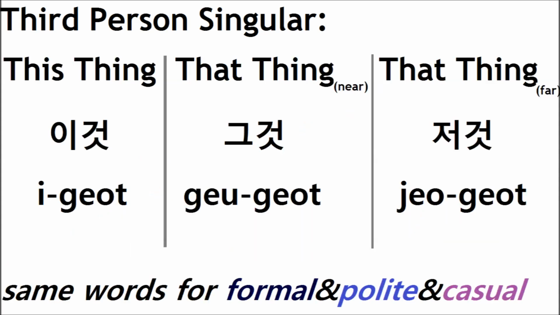And there's one more third-person pronoun, it. To say it, you say this thing or that thing. And you can use the same words regardless of whether you're speaking casually or polite/formal. I gut, g gut, j gut.